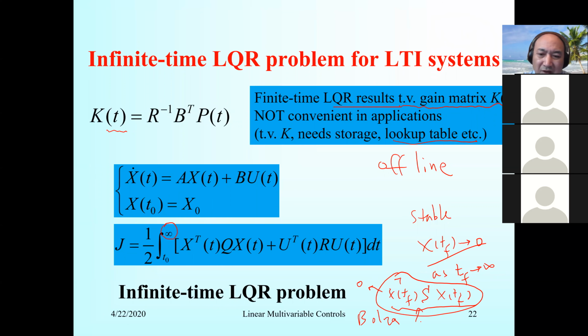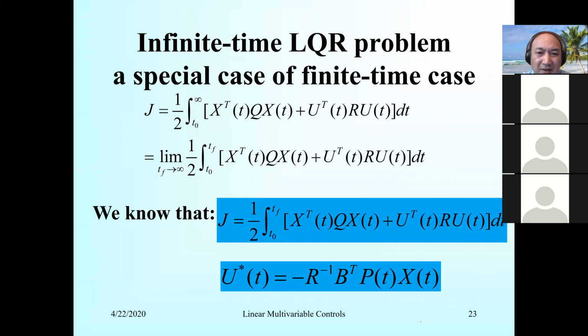No, we can just ignore it without it. So that is the infinite LQR problem. It's a special case, of course. And we know for the finite time case, the optimal control U star is R inverse B transpose P(t), and so this happens to be a time varying gain with a full state feedback.